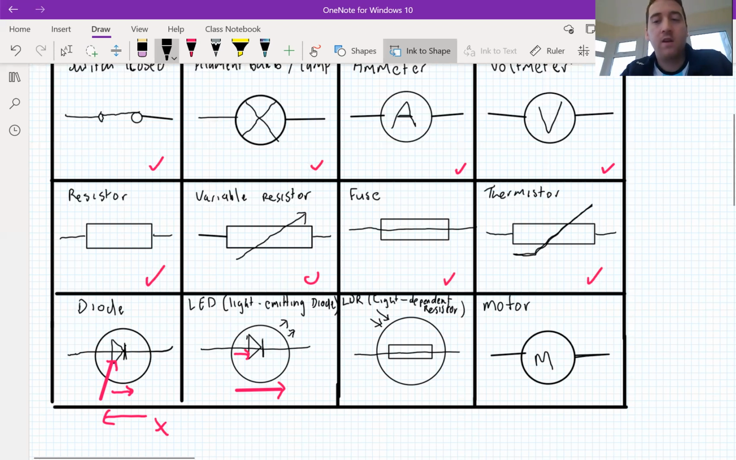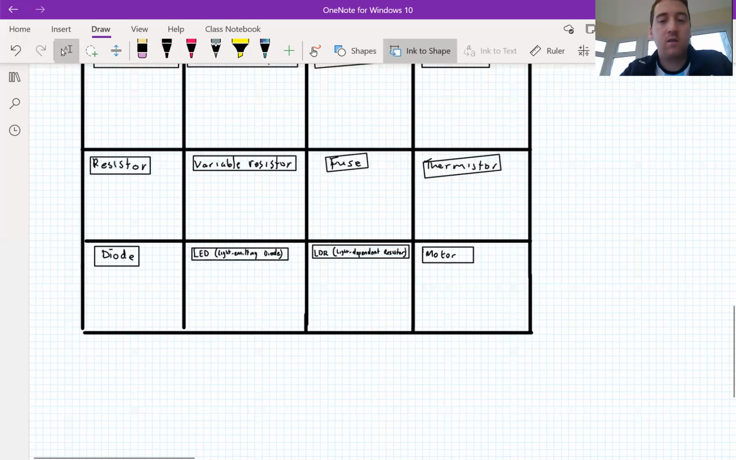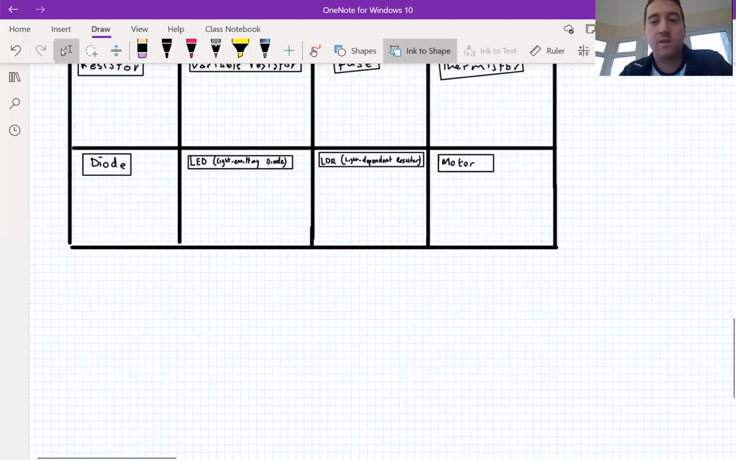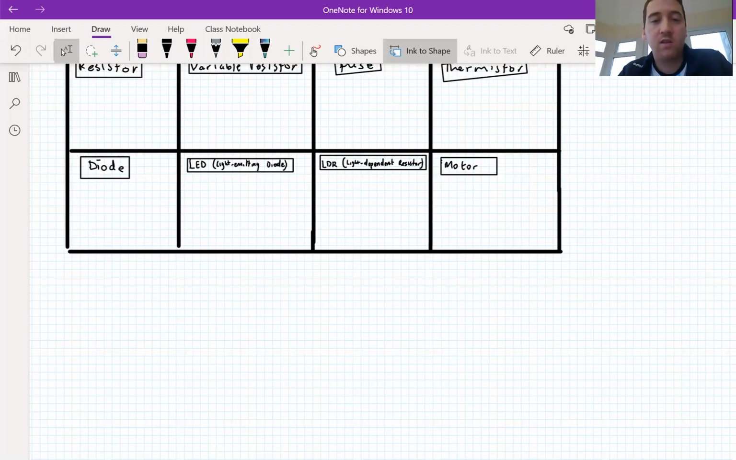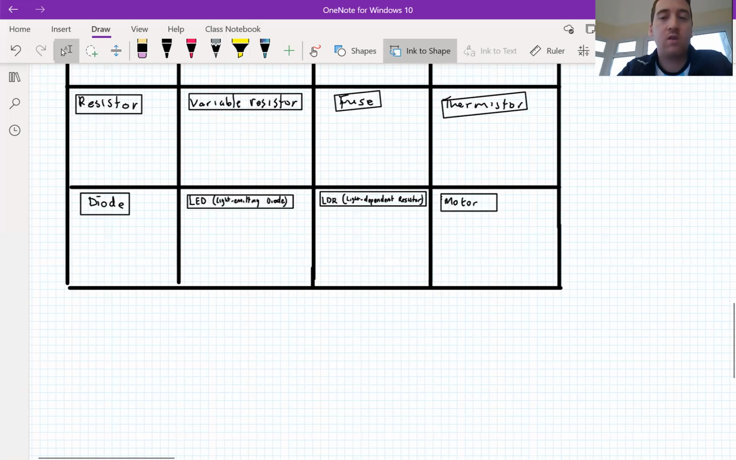Okay, time for you to do the last 4 now. Let's pause the video and try to do the diode, the LED, the LDR, and the motor. You should only be watching the video again now if you have drawn those 4 devices. So let's have a look.